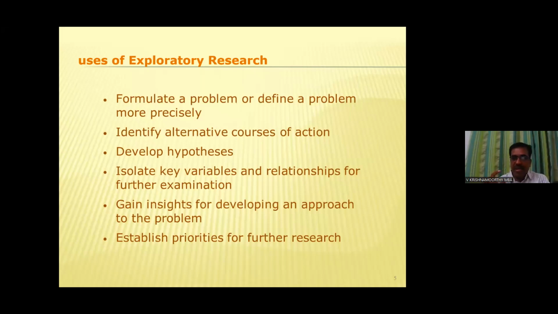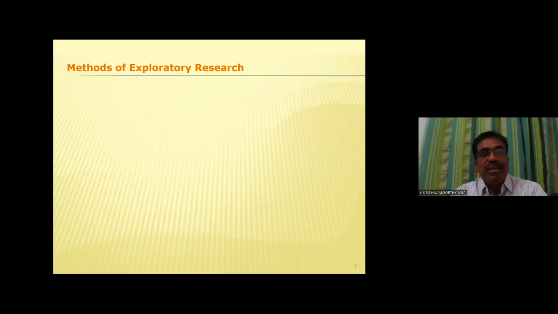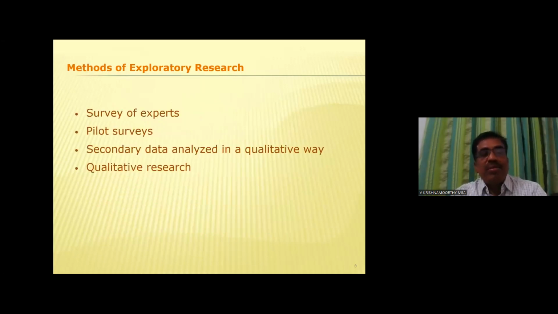Okay, the researcher has identified only 10 independent variables. For the future study, the researcher could use a greater number of independent variables. This is one of the scopes. Similarly, we can identify the scope for further research. So this is another use of exploratory research. Okay. What are the various methods of exploratory research?